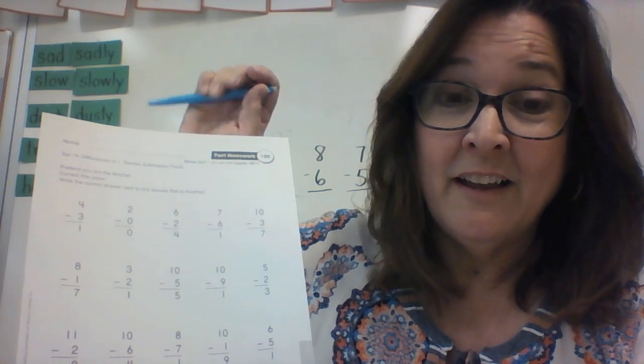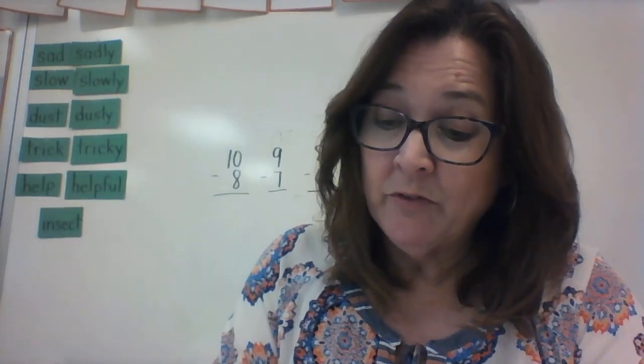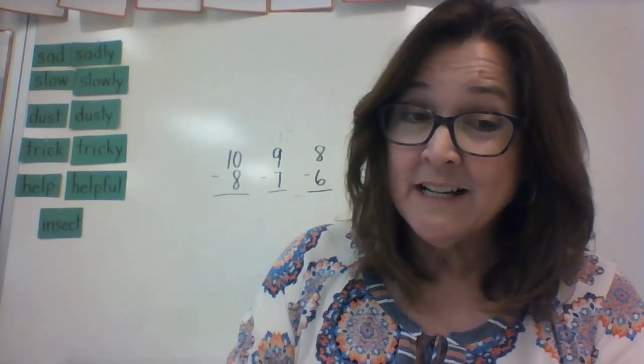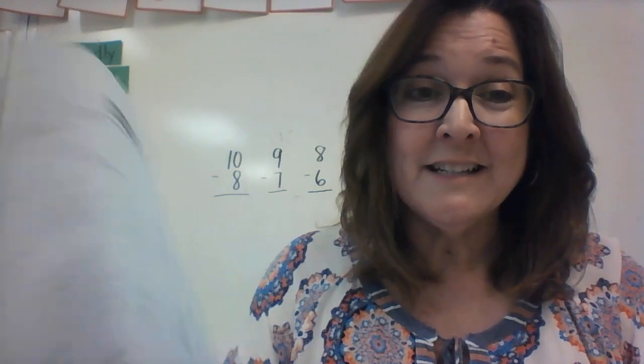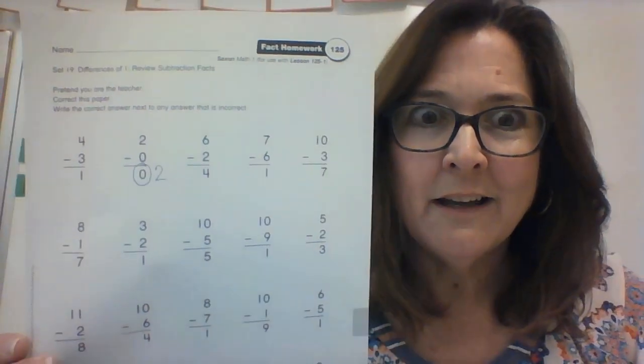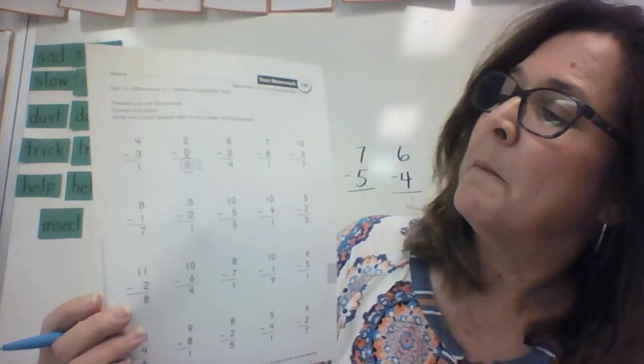Uh-oh. That is not correct. All right, so we have to circle that answer and then put the correct answer beside it. 2 minus 0 equals 2. Yes, you're not taking anything away from it. So the answer is 2. All right, here we go.